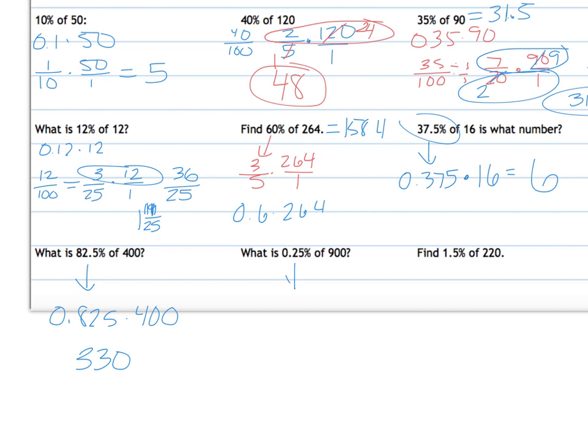So this is tricky because some people might do 0.25, but that would be 25%. Remember to divide by 100, and you move that decimal 2 places to the left. So you're actually doing 0.0025 times 900 for 2.25, and that makes sense because it's a really small number out of 900 because it's a really small percent.